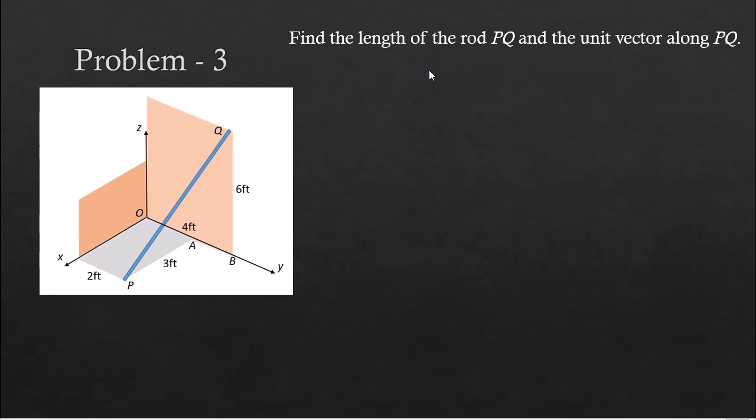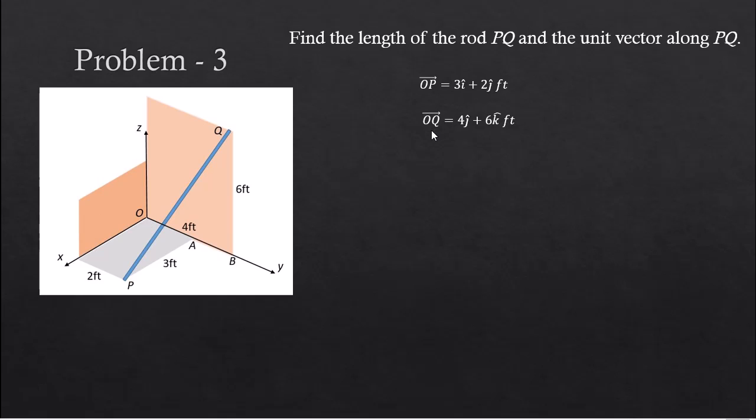Find the length of the rod PQ and the unit vector along PQ. Vector OP, which means you are walking from origin O to P. For that, you will have to walk 3 feet along the x-axis and 2 feet along the y-axis. So OP is 3i plus 2j.